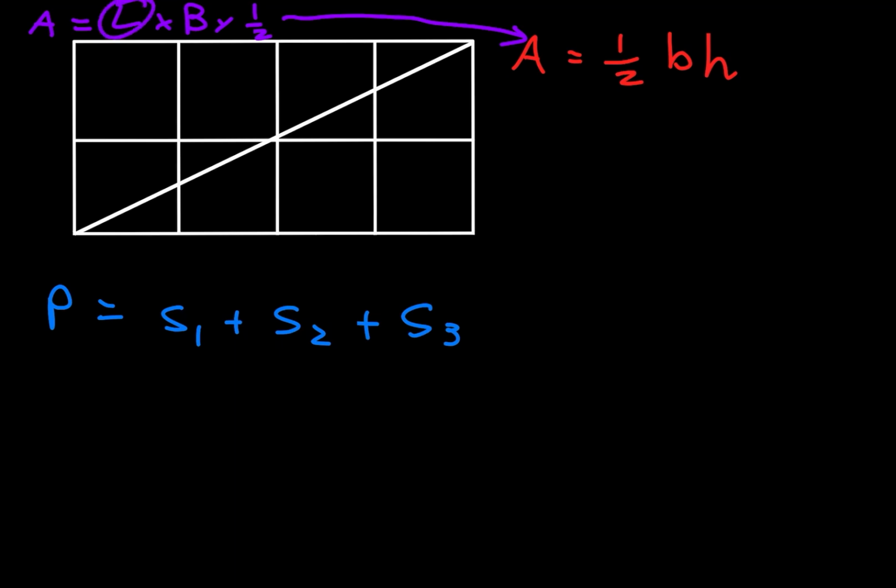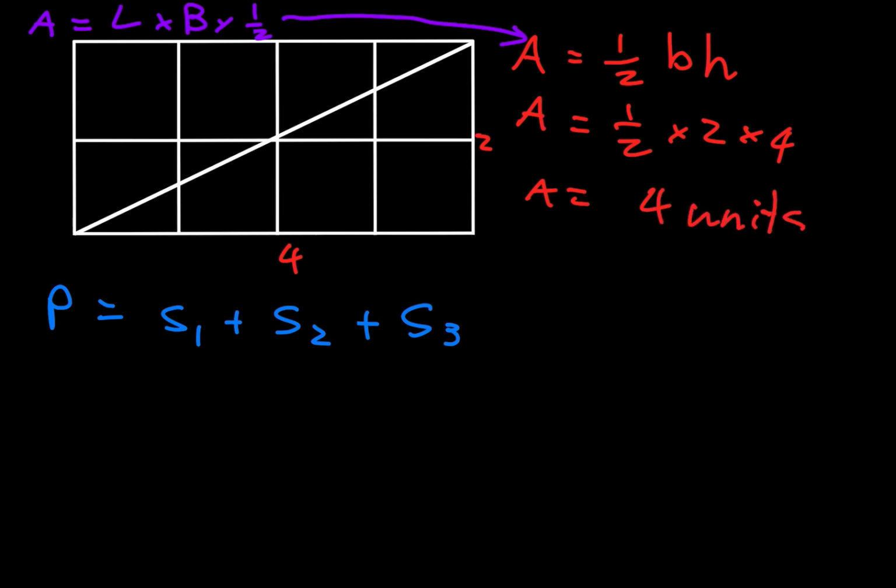So this length here corresponds with this height, and this breadth corresponds with this base. So in this particular case, the area of the triangle is a half times by the base, which is 2, times by the height, which is 4. So we have a half times by 2, which is 1, times by 4, which is 4 units squared. Now, we really could have said that the base was 4 and the height was 2. It just depends on how you look at the triangle.